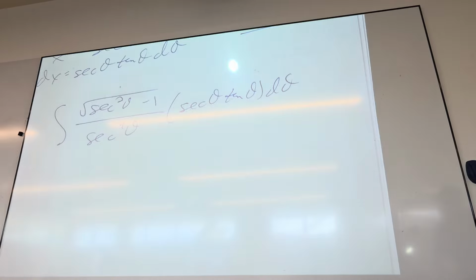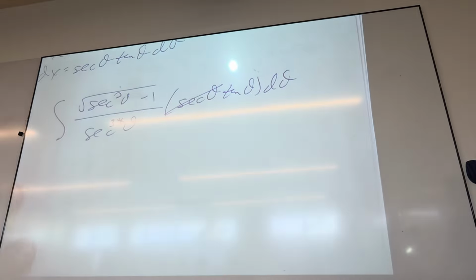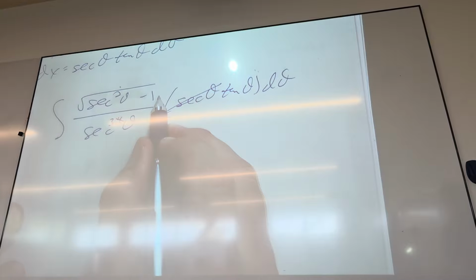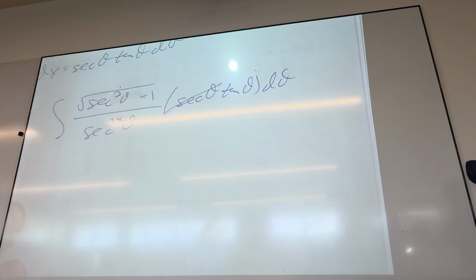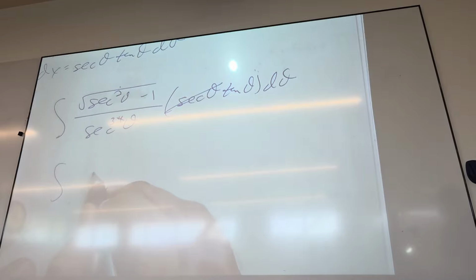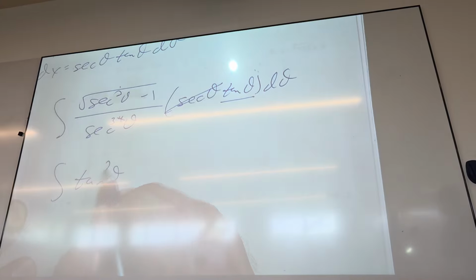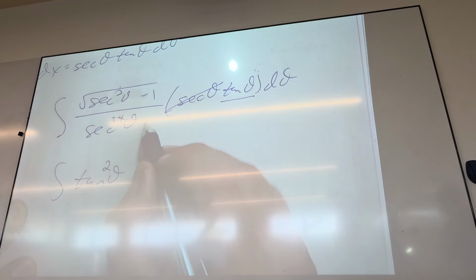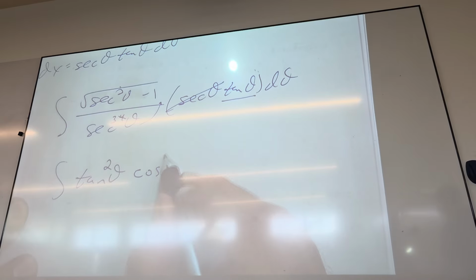So immediately one of the secants dies. What's this become? Tangent, because the square root kills the square, right? Inside becomes tangent squared, square root is tangent. And let me see if you guys are cool with this. That's tangent theta times another tangent theta. It's tangent squared. Secant cubed can come up top and be written as cosine cubed.